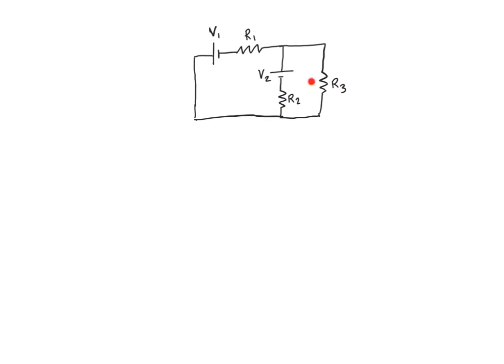In fact, R2 and R3 are not in series with each other. They're not in parallel with each other. This end of the R2 is connected to this end of R3 through nothing but wire, but there's a battery between the other two ends. So the potential difference across here won't be the same as the potential difference across here.